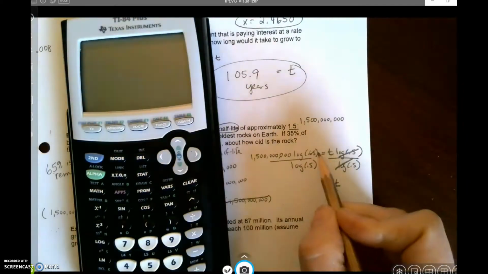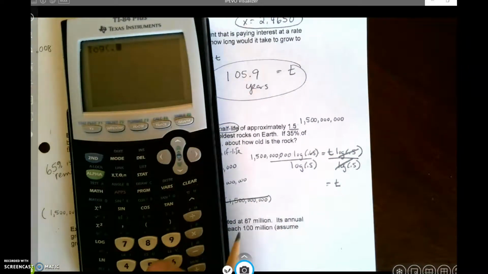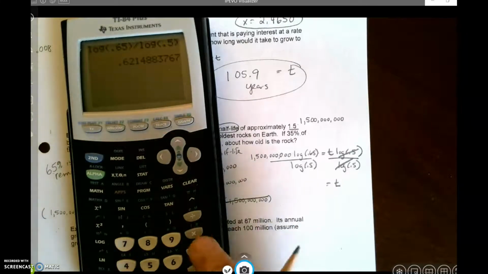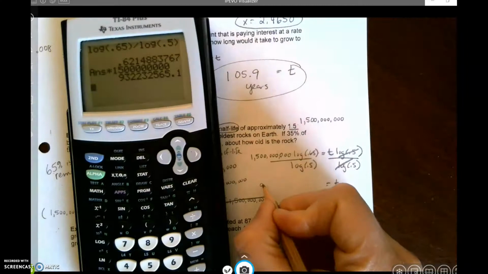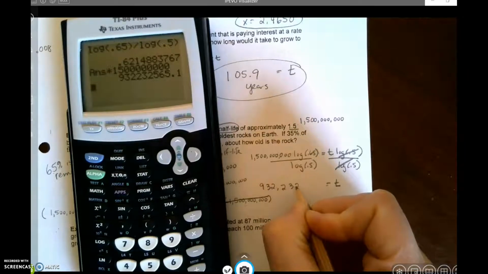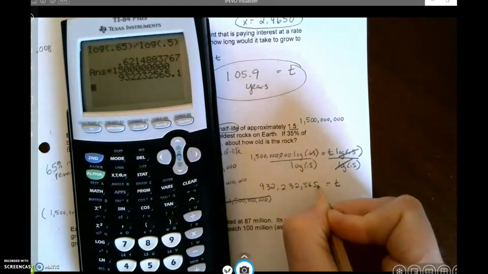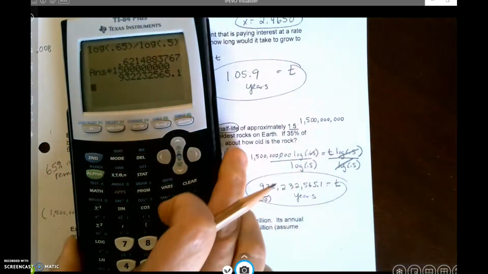And now I just have to put this in my calculator. I'm going to do my division of logs first. Log of 0.65 divided by log of 0.5. And then I'm going to multiply that by 1,500,000,000. So 1, 2, 3, 4, 5, 6. And I get 932,232,565.1 years. It's pretty old. It's an old rock.